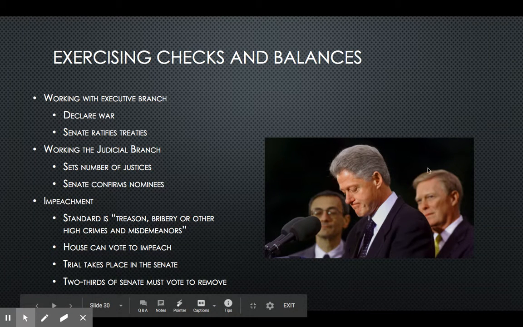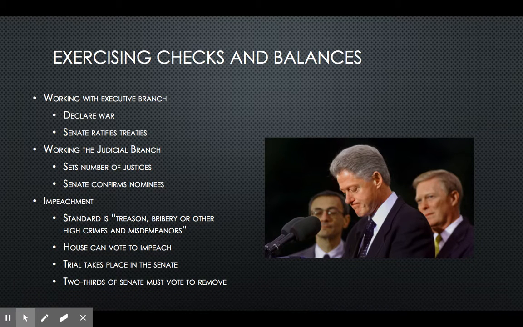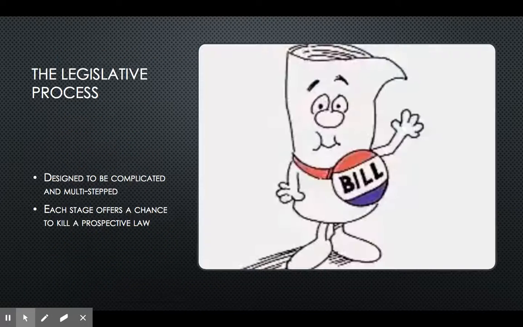Bill Clinton is another example of a president who was impeached. Again, he was impeached in the House of Representatives, but was not removed from office by the Senate. So 2/3 of the Senate would have to vote to remove an official from office. And that's where we're going to stop with this lesson.